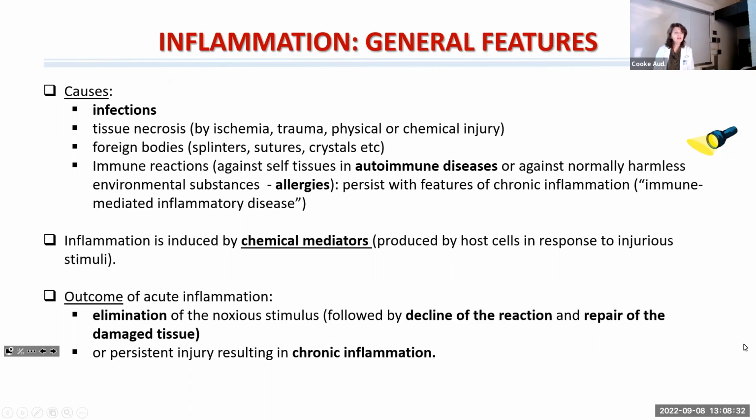The inflammatory reaction will be induced by chemical mediators. Very, very important point, and one that's going to give you some trouble, I suspect, because you will need to memorize the names and some of their actions. So the chemical mediators will be produced by host cells in response to injurious stimuli. The outcome of acute inflammation, we will spend some time on this, but right now just remember that either it goes or it stays. So it leads to elimination of the noxious stimuli, followed by a decline of the reaction with a repair of the damaged tissue, or there is a persistent injury resulting in chronic inflammation.